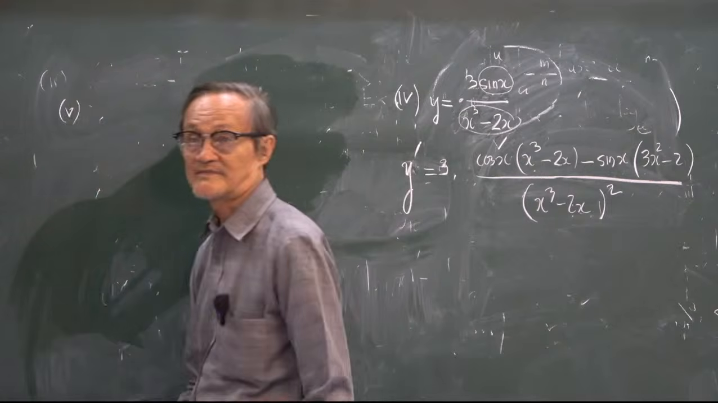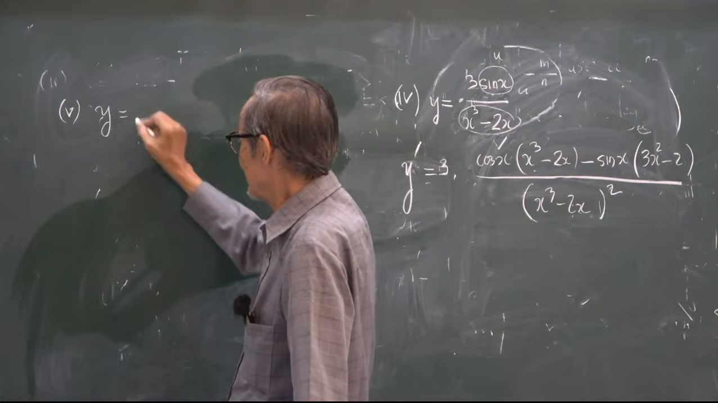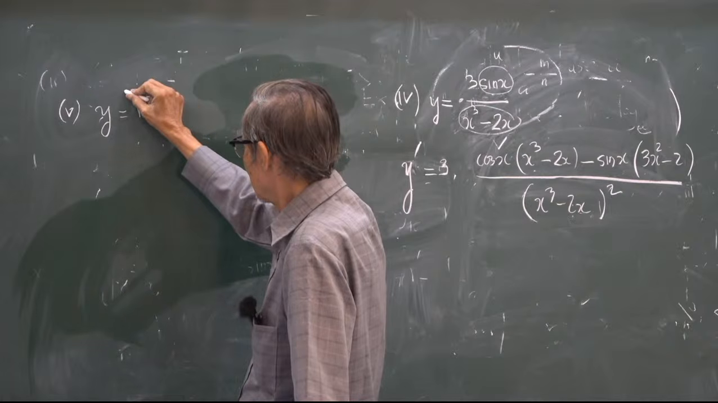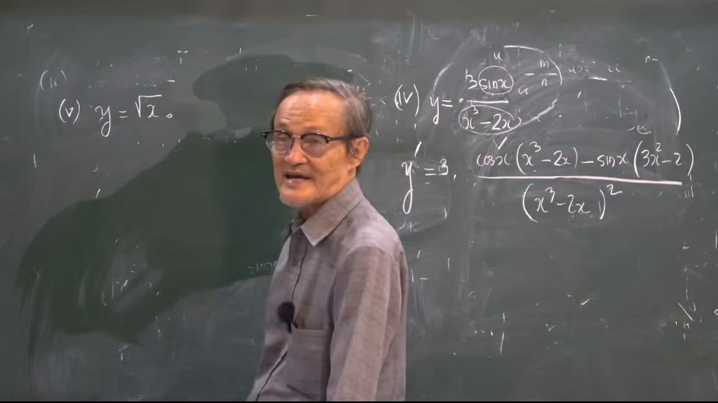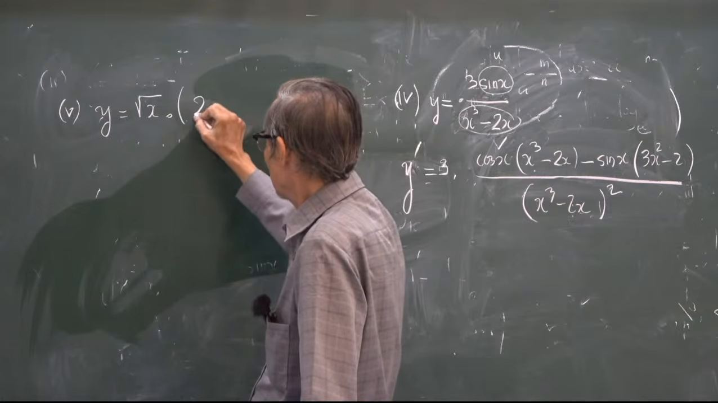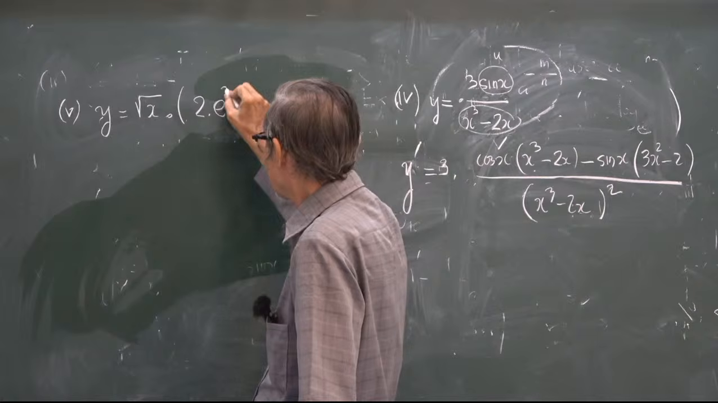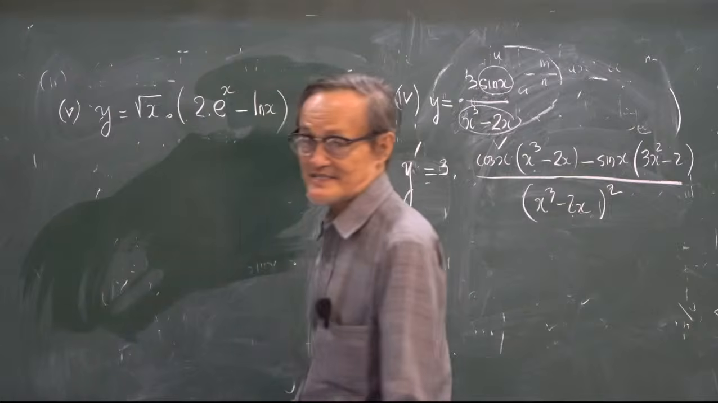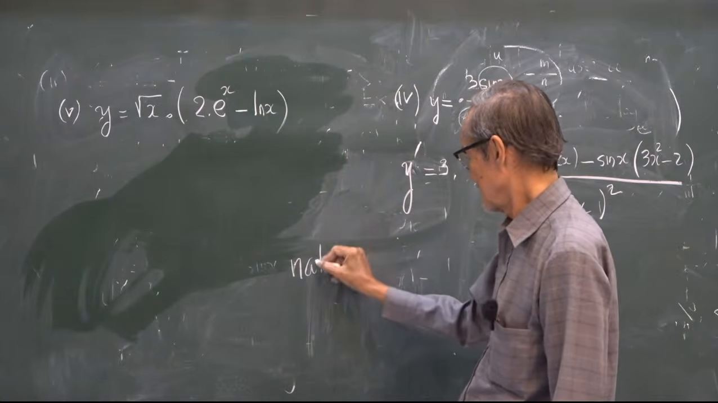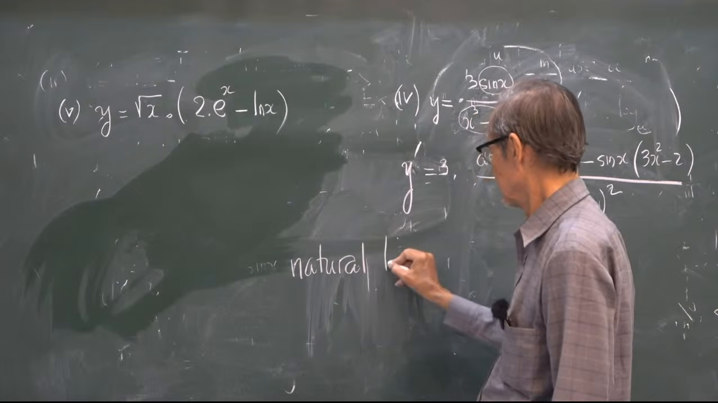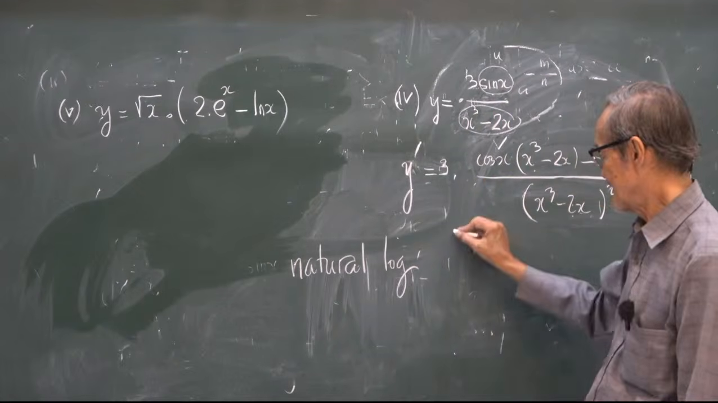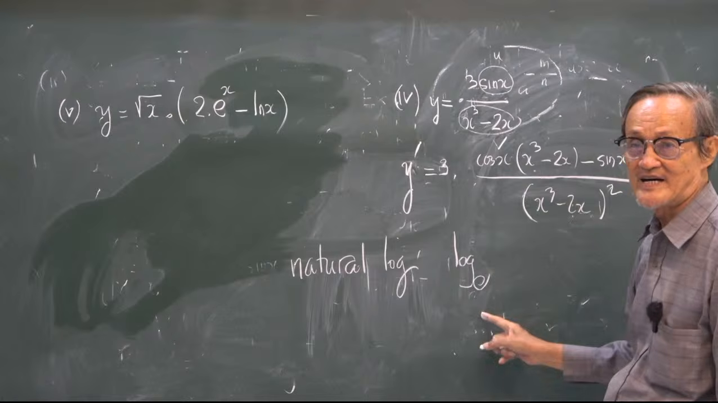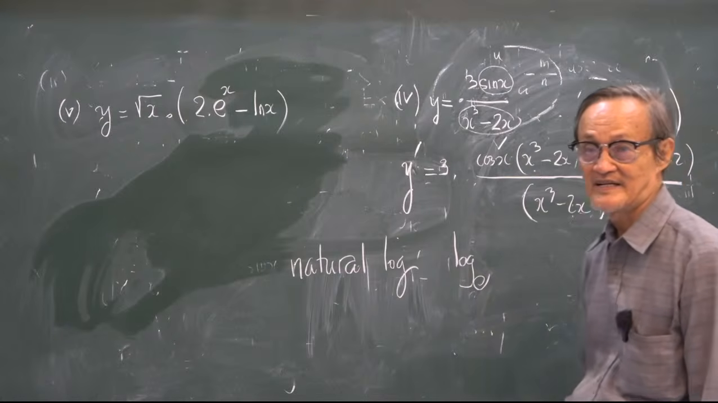Number 5. Y equals square root of x times 2 e power x minus natural log of x. Natural log means log to the base e, a special number in mathematics. Okay.